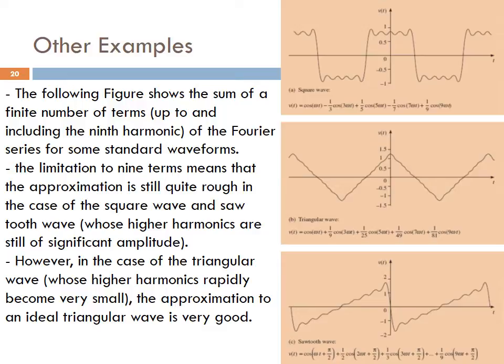The following figure shows the sum of a finite number of terms up to and including the ninth harmonic of the Fourier series for some standard waveforms. The limitation to 9 terms means that the approximation is still quite raw in the case of the square wave and sawtooth wave, whose higher harmonics are still of significant amplitude. However, in the case of the triangular wave, whose higher harmonics rapidly become very small, the approximation to an ideal triangular wave is very good.